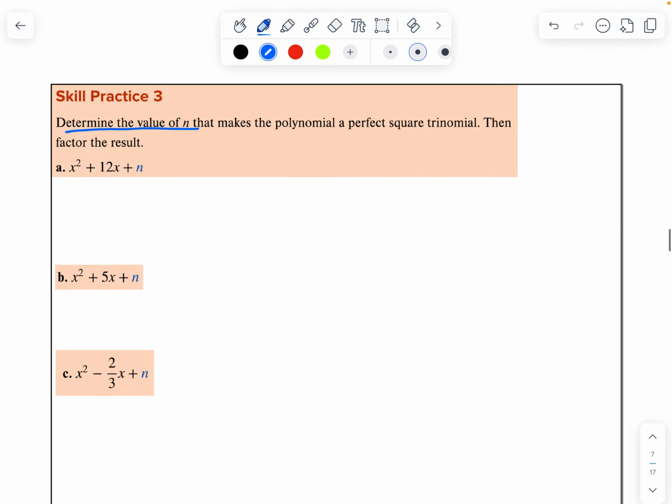All right. Take a second, pause your video, and see if you can figure out what this number should be to make a perfect square. And then we can factor it. I'm going to show you the key to the factoring part as well. For the first one, we'd say 12 over 2 is 6. 6 squared is 36. So this number right here needs to be 36.